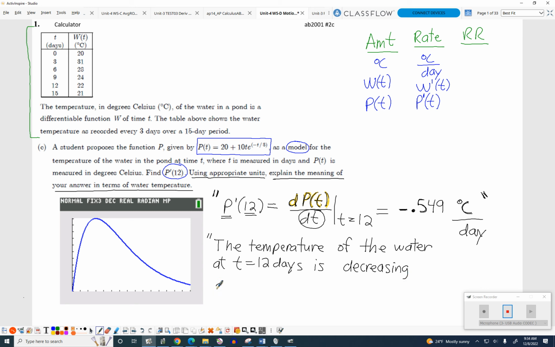at a rate of 0.549. Don't put a negative, that would be a double negative, degrees Celsius per day. That's our translation from the math language to the English language. Questions?